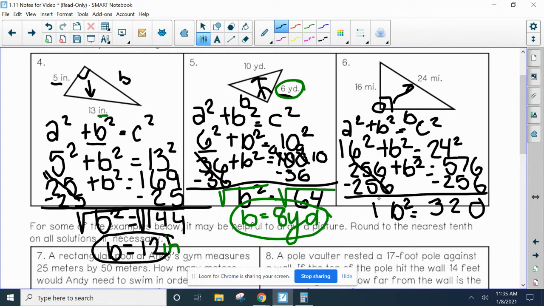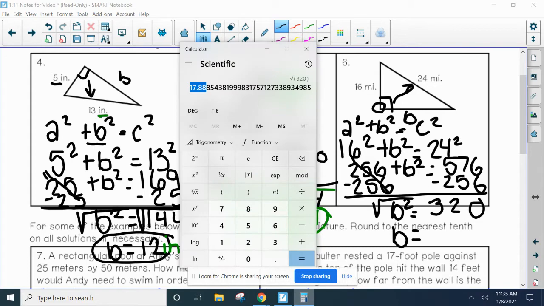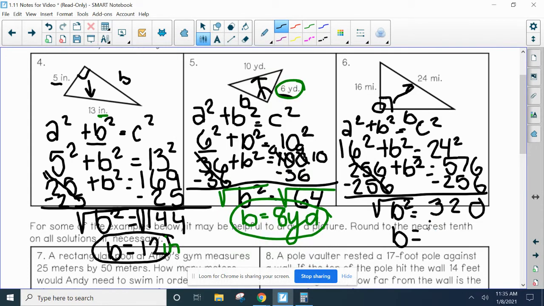Square root of b squared. So what number times itself gives me b squared? That's b. And we said it was 17.89, was the square root. Because with an equation, we know what we do to one side, we have to do to both. Did you get that right?